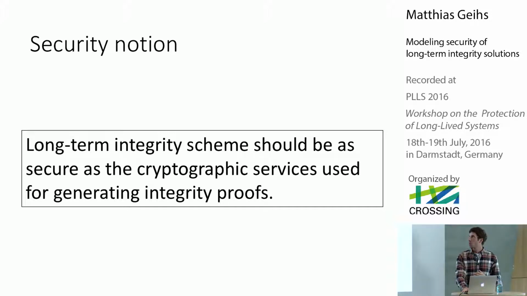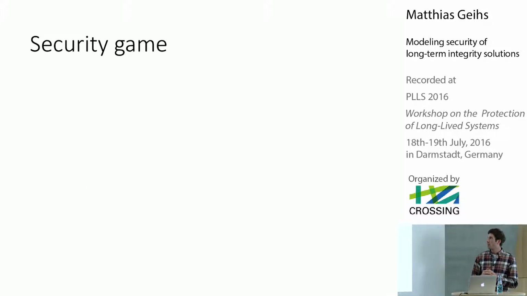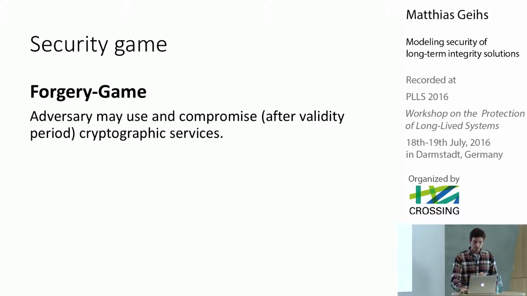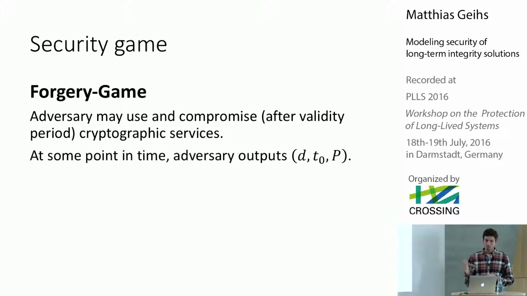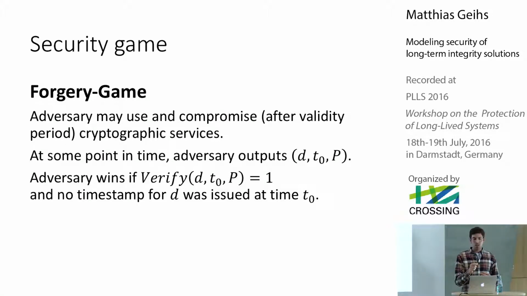We can formalize this notion in the following game. The adversary in this game may use, as I said, and also compromise cryptographic services. At some point he has to output a document, a time, and an integrity proof, and he wins the game if this proof is valid for the document and the time, and no timestamp was actually issued for this time. So he presents a valid proof, but he didn't really get a timestamp for the document. So there's no evidence that he really did know the document, or that the integrity was intact at this point in time.